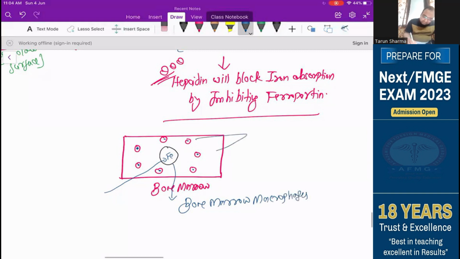And what are these cells? These cells are called erythroid cells, which are there in the marrow, erythroid precursors. These are the erythroid precursors which are surrounding the centrally placed macrophage, and they are waiting for the iron to be given to these cells by the macrophage itself.